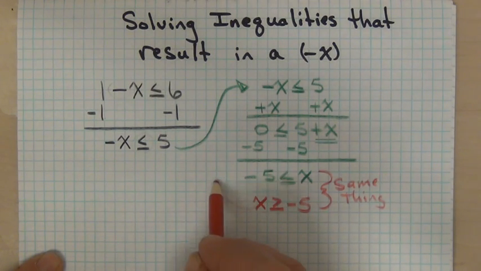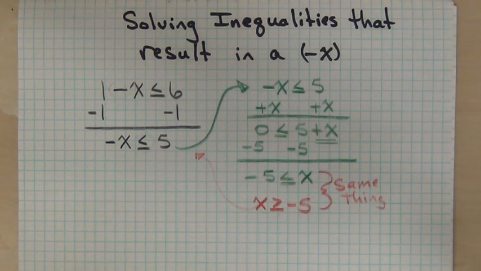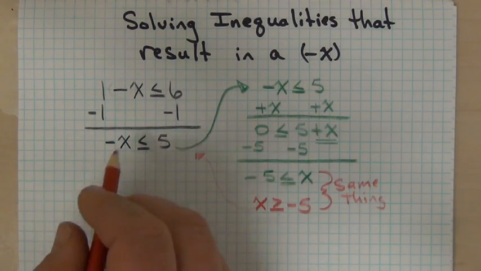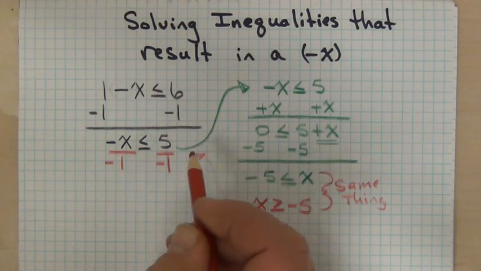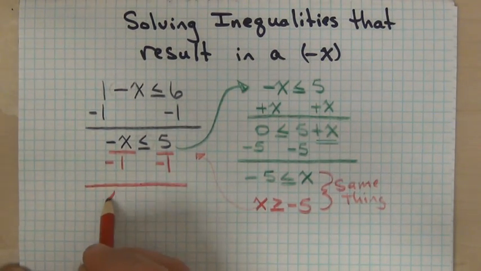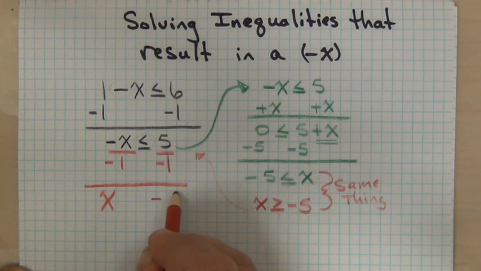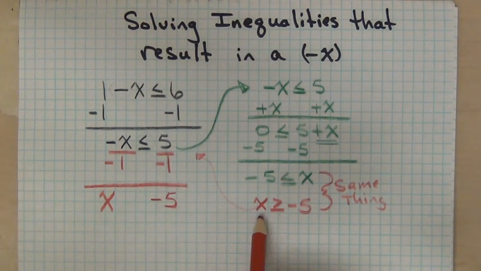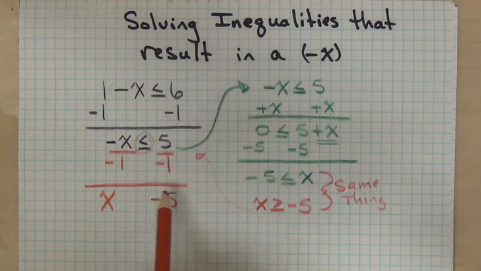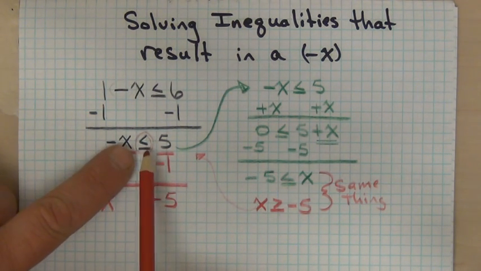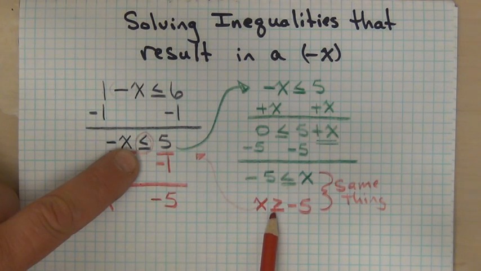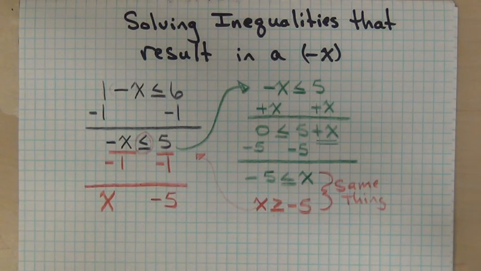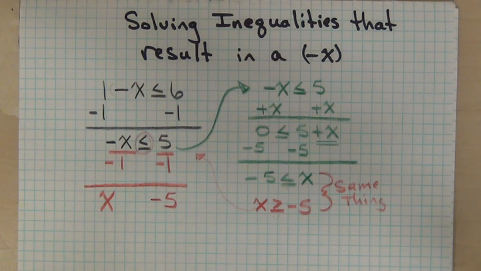Well, let's look at what happens over here when I divide by a negative value. So let's say I wanted my next step here to be divide by negative 1. Well, I get my x, and I get my negative 5, just like I got over here. But look at the inequality symbol. It's pointing the wrong way. Here, it's a less than or equal to symbol. Well, I know when I attacked this problem a different way, I ended with a greater than or equal to symbol. So mathematicians had to create a special rule to deal with this case.